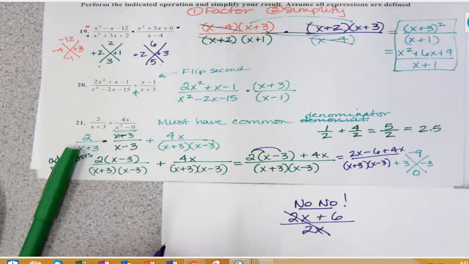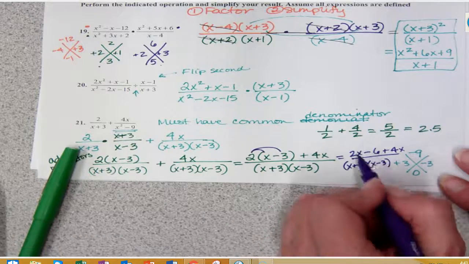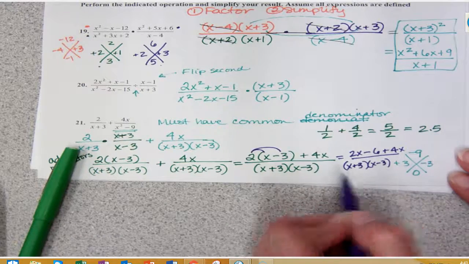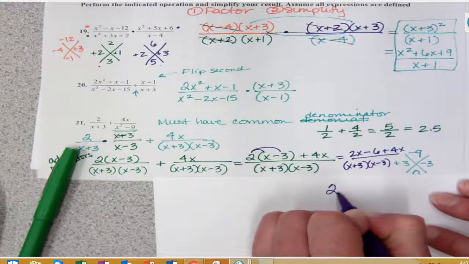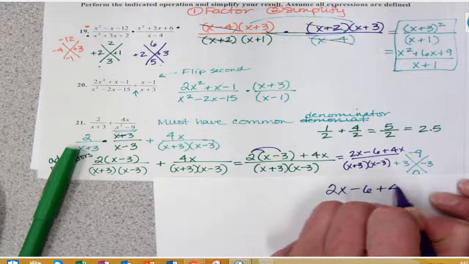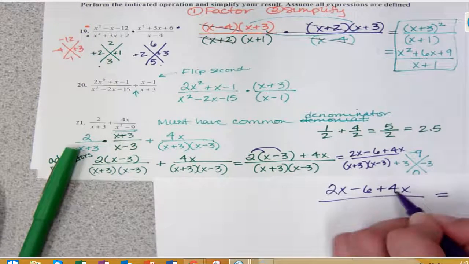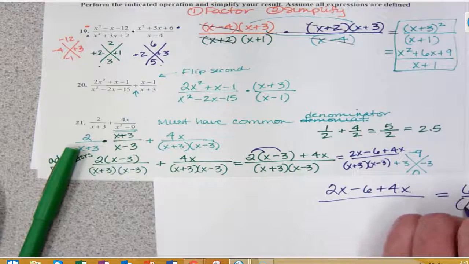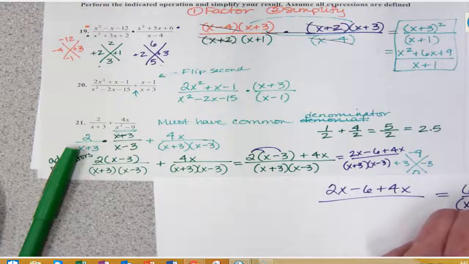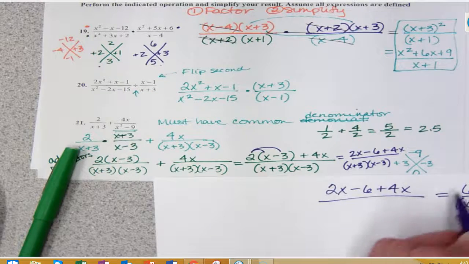Don't do that. Okay? All right, so then you get to this. Now I can combine my like terms, and 2x minus 6 plus 4x is going to be 6x minus 6 over x plus 3, x minus 3. That is a perfectly fine answer.